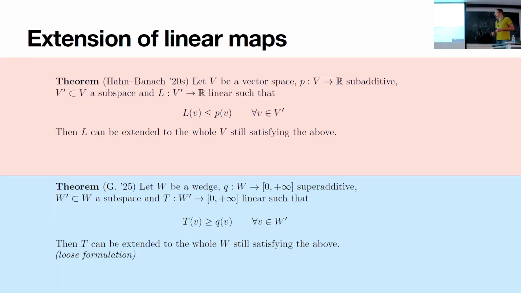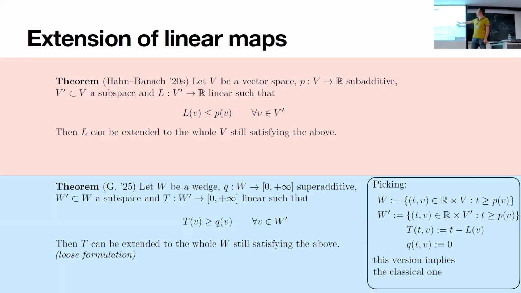And one remarkable thing is that there is one reason to be happy about this theorem and one reason to be unhappy. The reason to be happy is that this implies the classical Hahn-Banach. So you pick your vector space and your subadditive map, and you can cook up the wedge. Basically, you can take the collection of couples (t, v) such that t is greater than p(v). This subspace induces a subwedge, and you can take as the map the identically 0 map, and as linear map defined on the subwedge, just t minus L of v. Then this inequality is telling precisely that t is non-negative on the subwedge. And the theorem is telling that you can extend this to be non-negative on the full original wedge, which, if you read what this means, means precisely that L of v is going to be less than or equal to p of v everywhere. Which, I think, is nice.